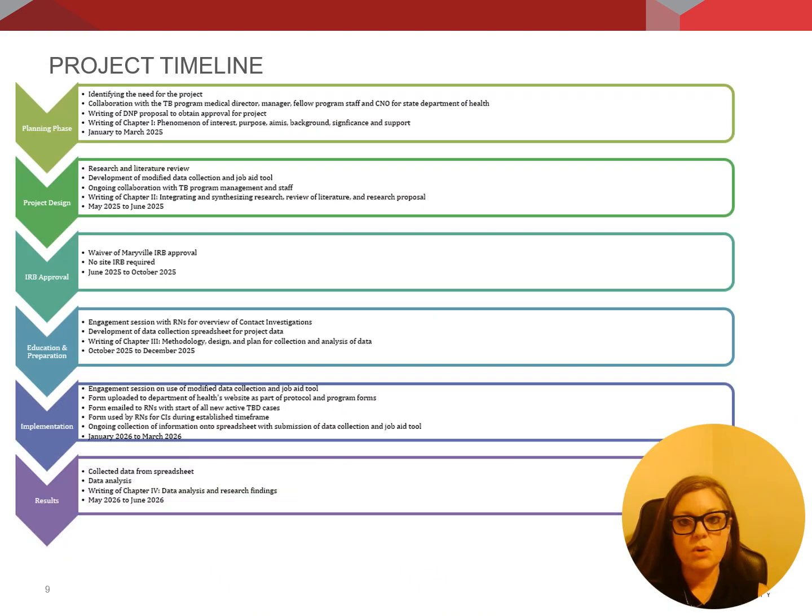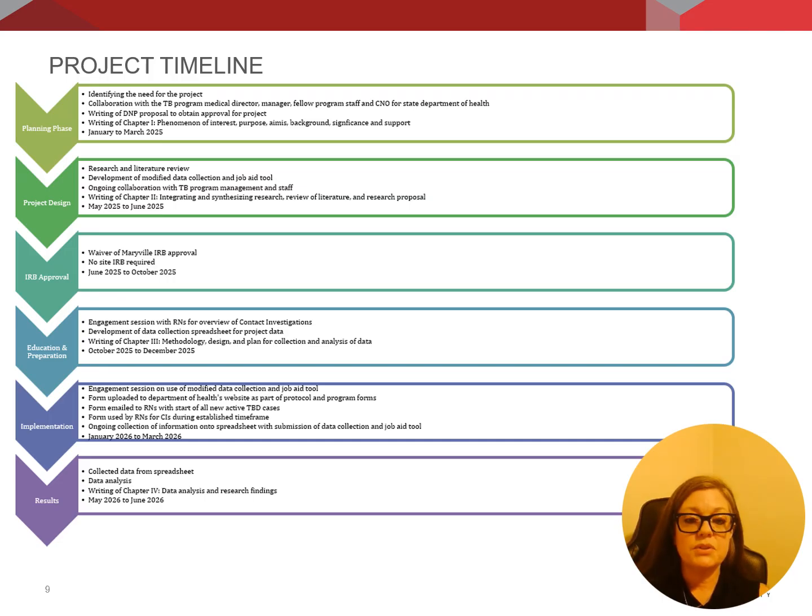This slide shows the project timeline. The planning phase involved identification of the need for the project, collaboration with the TB program manager, medical director, and the chief nursing officer for the entire State Department of Health. The D&P project proposal was completed during this phase, along with the writing of Chapter 1.